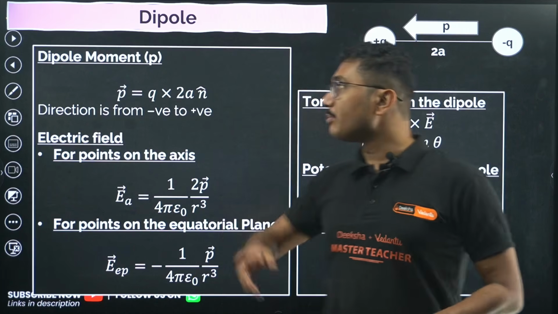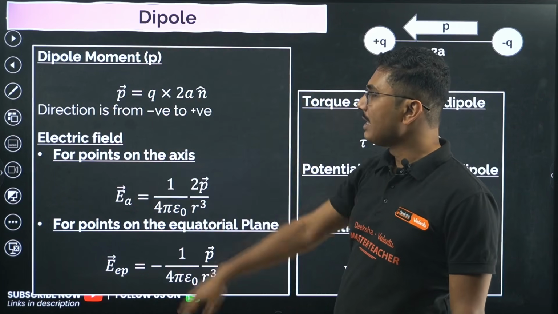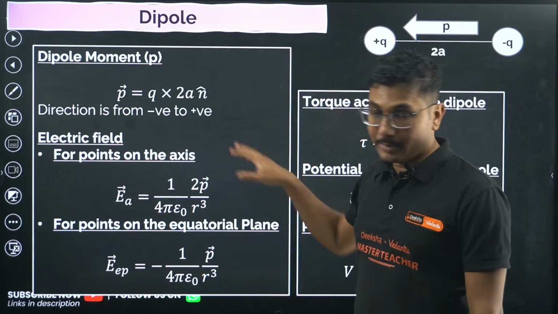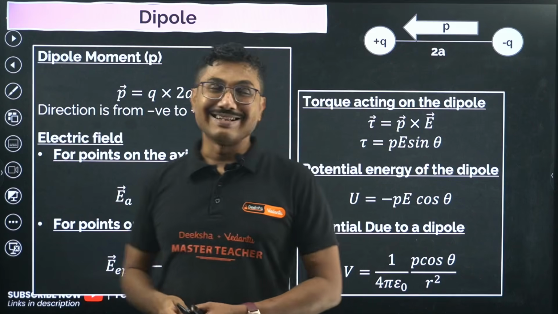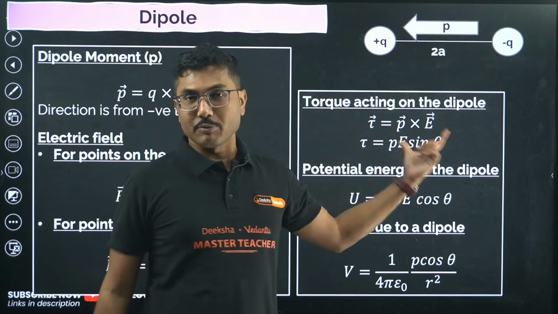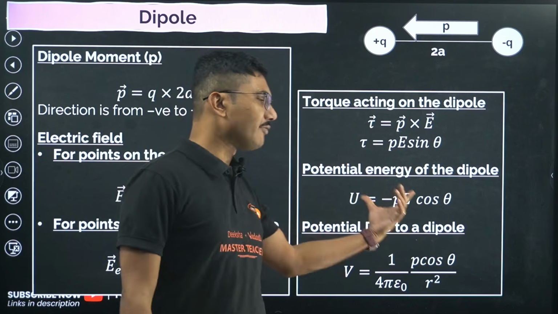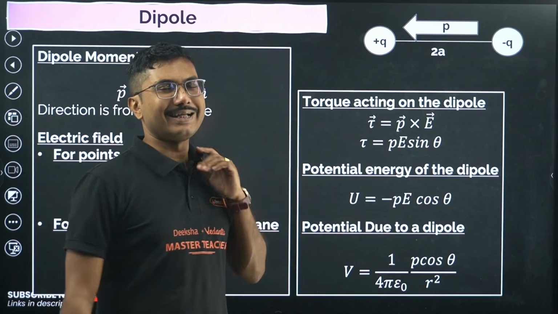Here you will get the dipole moment, electric field for a dipole on its axis, for points on the equatorial plane. All the formulas are listed in this sheet. Also torque acting on a dipole, potential energy of the dipole we generally study in the second chapter, but the dipole is majorly coming in this chapter, so I have included these formulas particularly in this chapter as well.